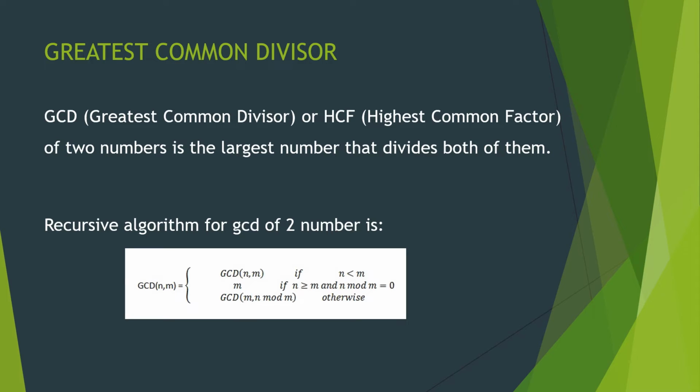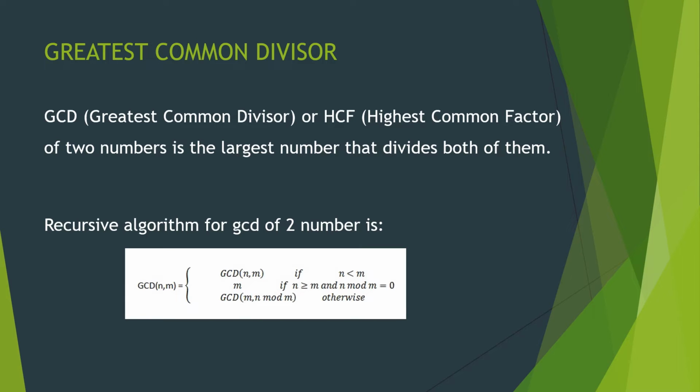Then example 2, greatest common divisor, we can also call it as a highest common factor. So GCD of two numbers is the largest number that divides both of them. The GCD of two numbers is the largest number that divides both of them. This number is called as greatest common divisor.